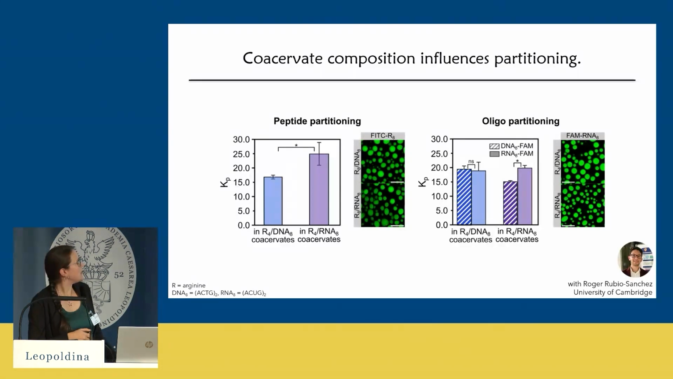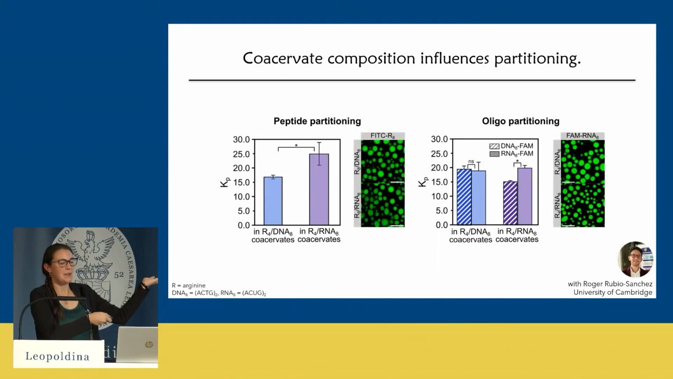So the first thing we did was look at whether the peptides that we are using to make these coacervates are stuck in the coacervate or whether they are free in solution. Well, they are in the coacervate. But again, what's interesting is that there is a difference between RNA and DNA. There's much more peptide inside the coacervates made of RNA compared to DNA. And hopefully by now you have understood why, thanks to our computational simulations.